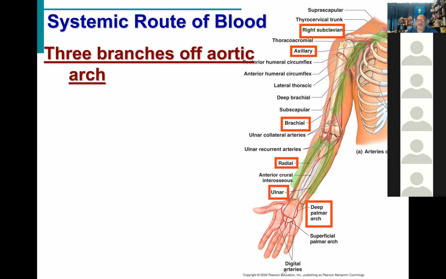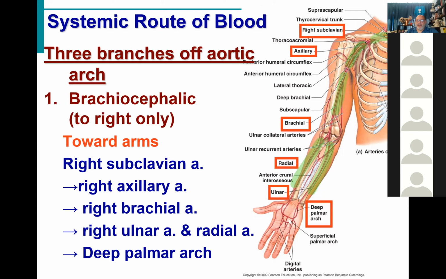So we have this basic pathway that gets us down to the hand, where we finally have a turnaround point with both the deep and the superficial palmar arches, which feed the fingers. And notice there's some other blood vessels, some alternate routes and things like that. Like I said, I'm not going to go through everything on this list, but this is our basic route to the arm.